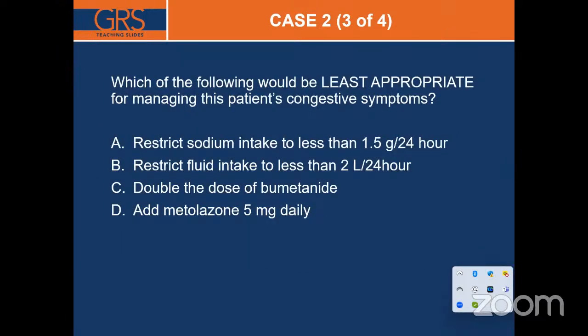Which of the following would be least appropriate for managing this patient's congestive symptoms? A, restrict sodium intake to less than 1.5 grams per 24 hours. B, restrict fluid intake to less than 2 liters per 24 hours. C, double the dose of bumetanide. And D, add metolazone 5 milligrams daily.